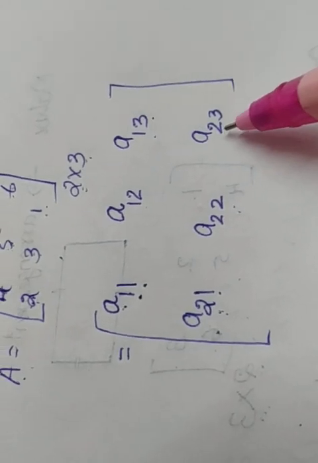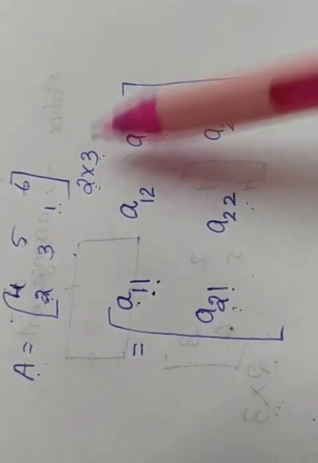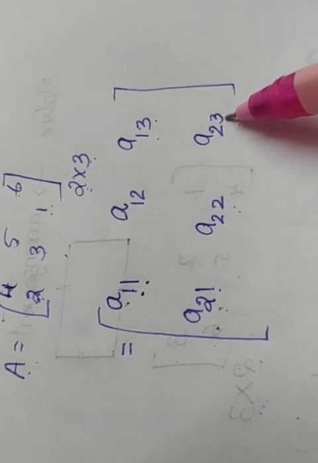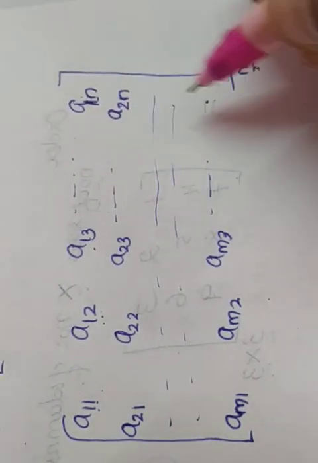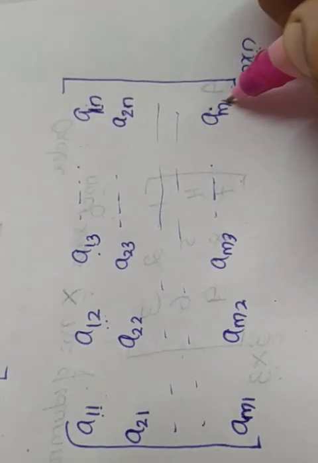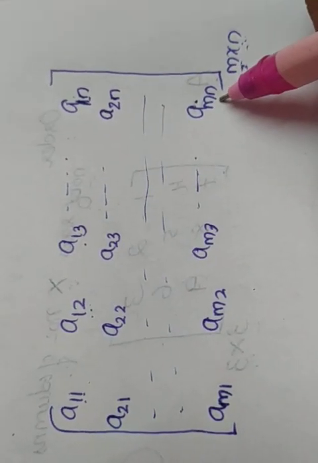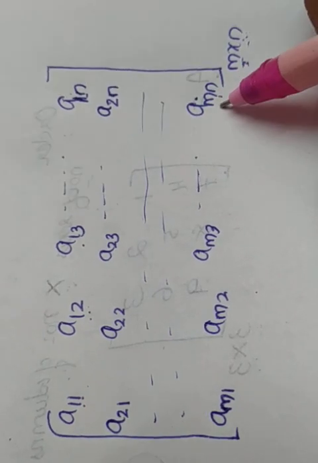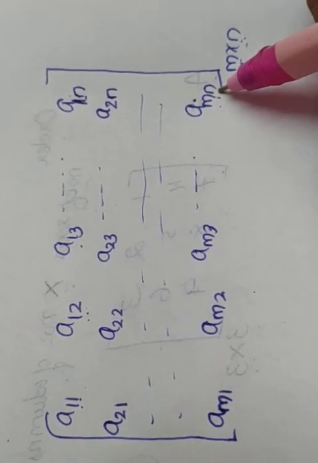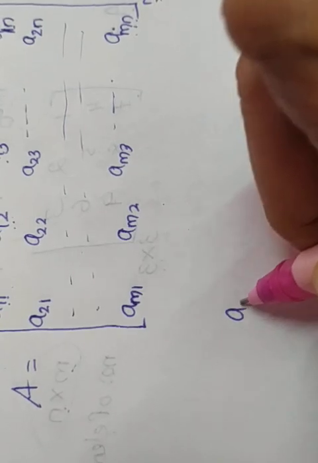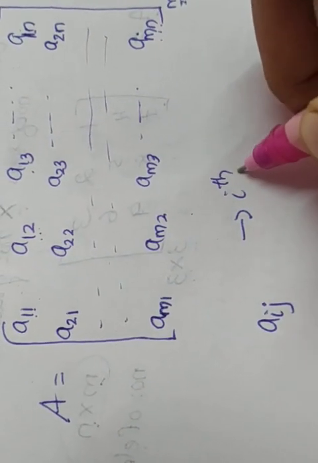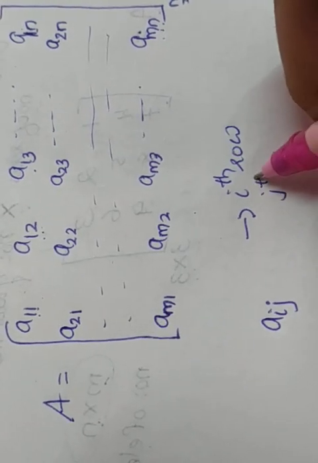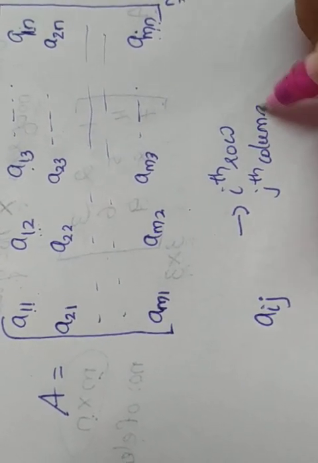What about the last one in the last row? Just check here. For the example, the order was 2 by 3 and the last element is A23. So now that we know the order as M by N, the last element will be AMN. AMN stands for the position of the element in the mth row and nth column. Okay. So can you say what is Aij? Aij stands for the element in the ith row and jth column.